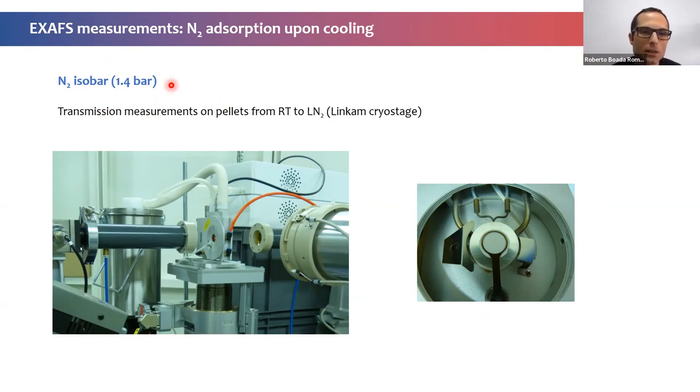One of the issues that we had is that we could not evacuate the chamber, because the chamber is not meant to be evacuated. So we could not do this isotherm from vacuum to high pressure, but we did the complementary: nitrogen isobar measurements at a fixed 1.5 bar of nitrogen, cooling down from room temperature to liquid nitrogen temperature. It's a different way of probing the thermodynamic space.